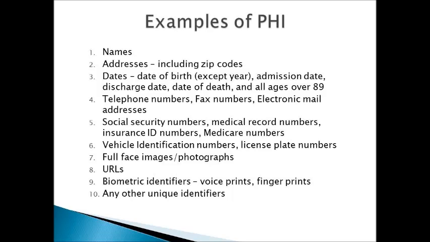There is a long and exhaustive list of PHI. Some obvious ones like names and medical record numbers, social security numbers. Some less obvious ones like vehicle identification numbers or license plate numbers. And some that may become more common in the future, some of the biometric identifiers like voice prints or fingerprints. But you can read this exhaustive list.